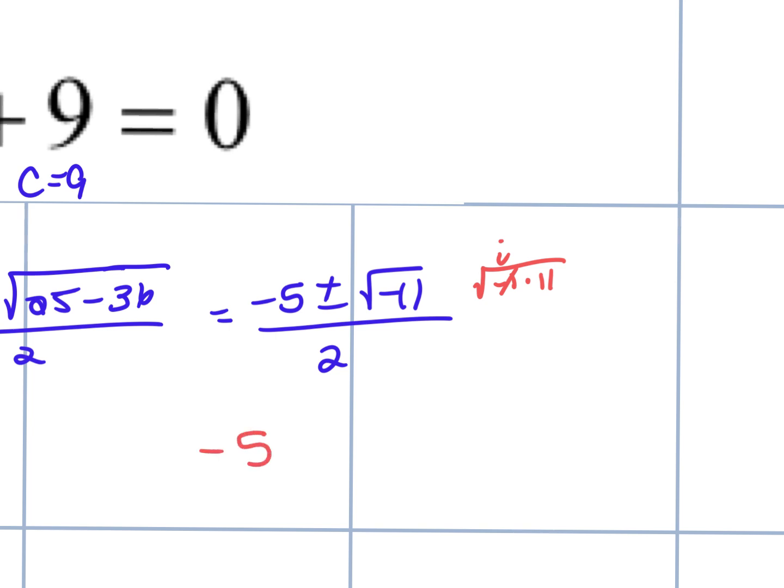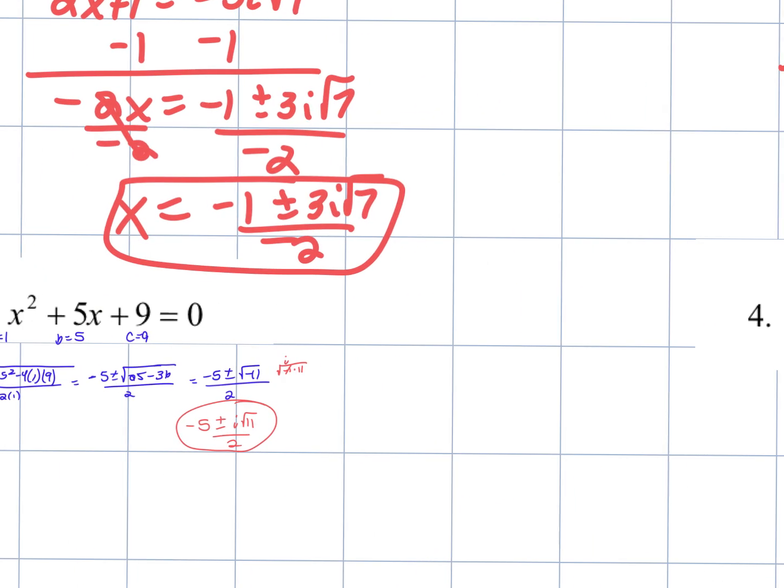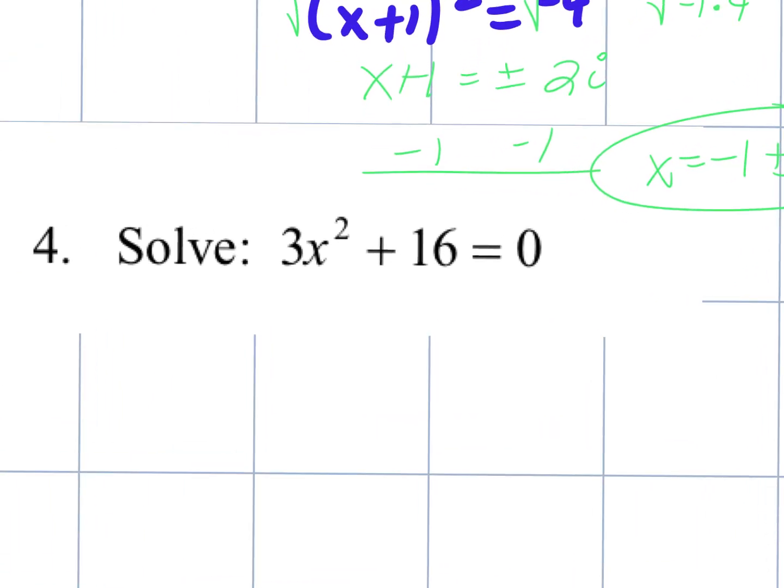So I have negative 5 plus or minus i square root of 11 over 2. All right, we're going to come to number 4. You notice with number 4, guys, we don't have a b term. My a term is 3. That number in front of x squared is 3. There is no b term, so my value would be 0, and my constant, or my c, is 16.